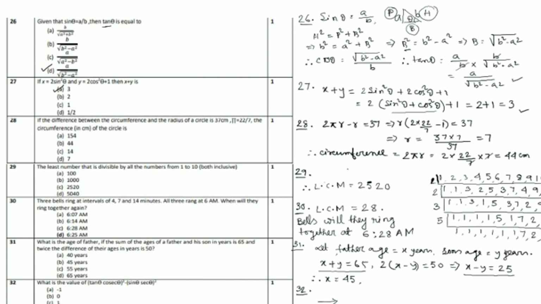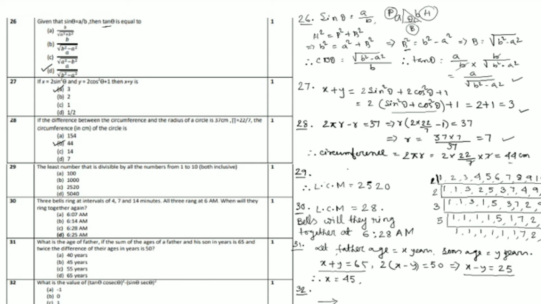We put the value of pi, 22 by 7, and so therefore 7 will be multiplied with the 37, and it will be 37 into 7 divided by 44 minus 7, it will be 37. Here 37 and 37 are crossed out, so r is equal to 7. Therefore circumference will be 2 into pi into r. Just I put the value, and here 7 and 7 will be crossed out, and 2 and 22 after multiplication we get 44 centimeters. So option B will be the right answer.